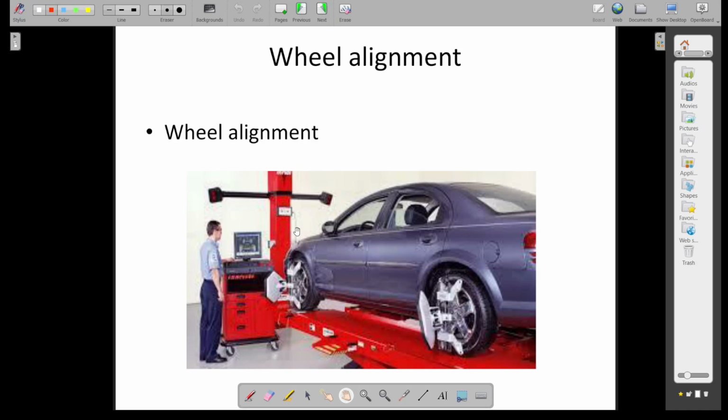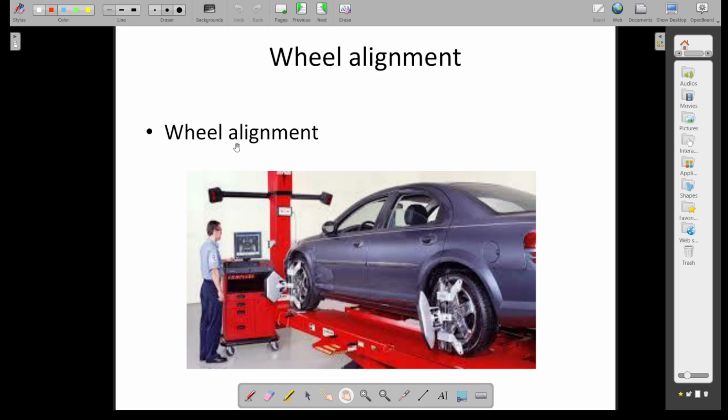So we come to wheel alignment. Is wheel alignment necessary? Can anybody tell me? Are you present over here? Do you know wheel alignment, or is wheel alignment necessary? Yes, necessary. A wheel alignment is necessary.